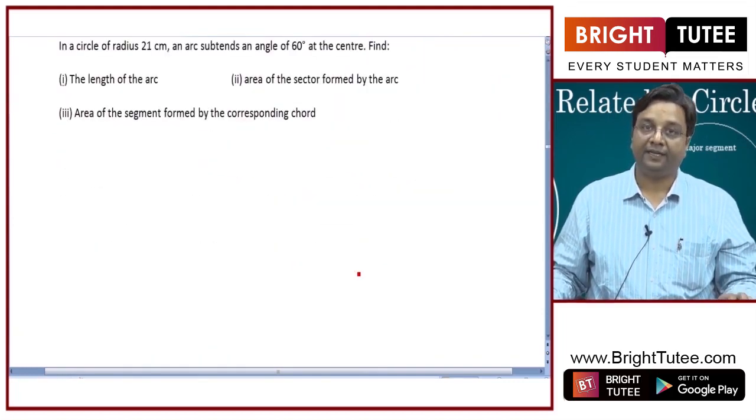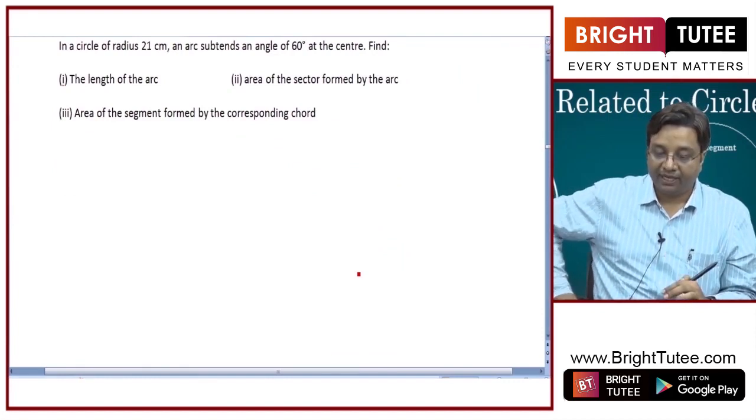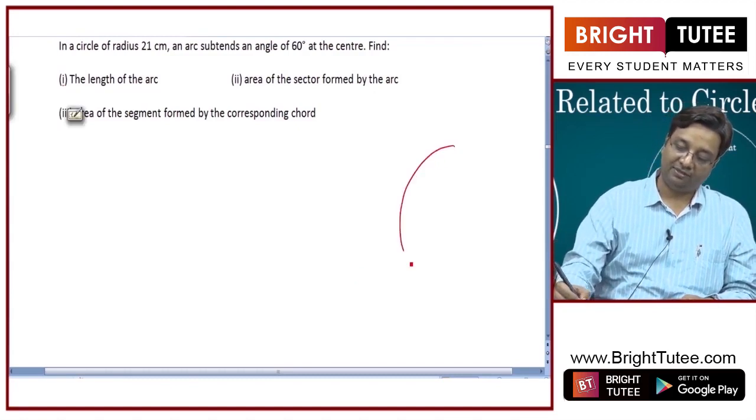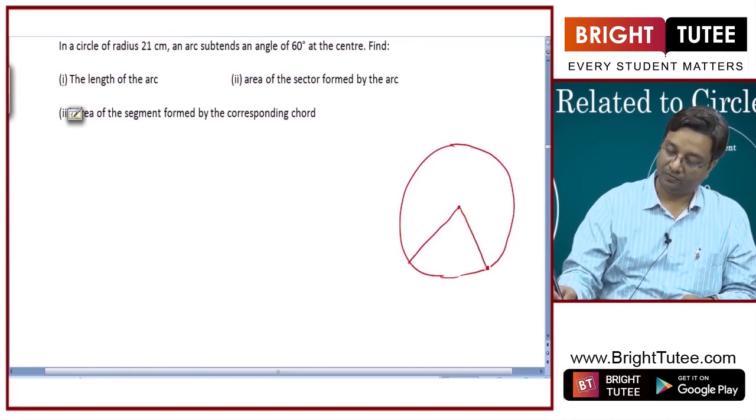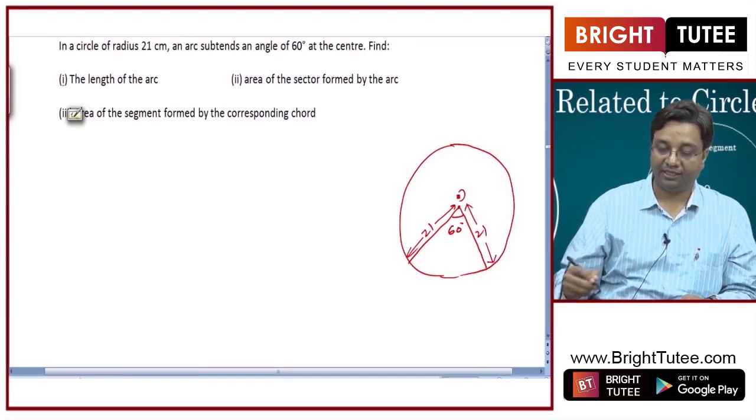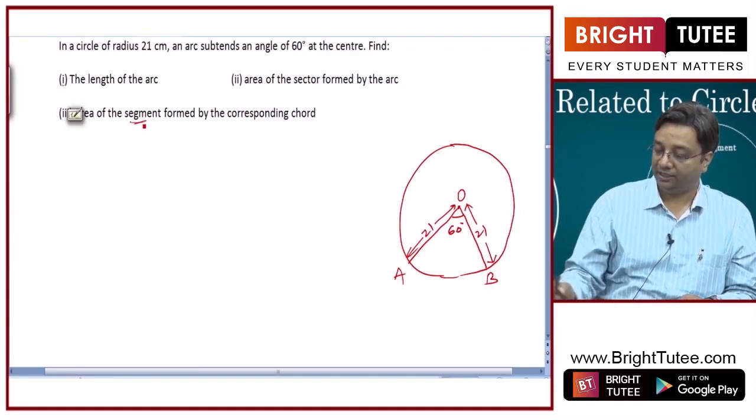So let's move to the next question here. In a circle of radius 21 centimeter, an arc subtends an angle of 60 degrees. Where the angle subtended is 60 degrees, so this is angle 60 and radius is 21 centimeter. So this is 21 and this is my center. Let us name these points A, B. We also need to calculate the area of segment.